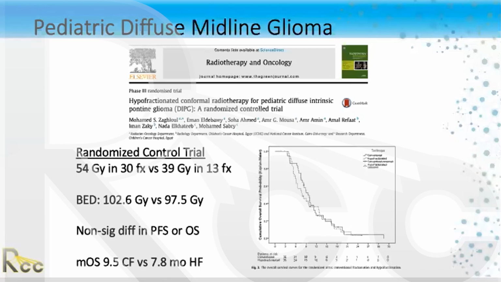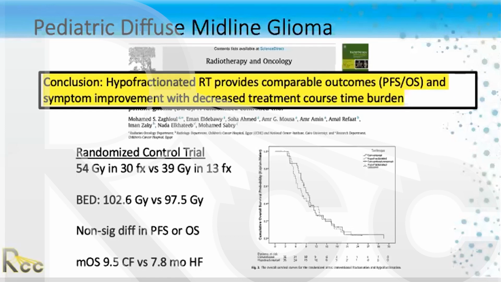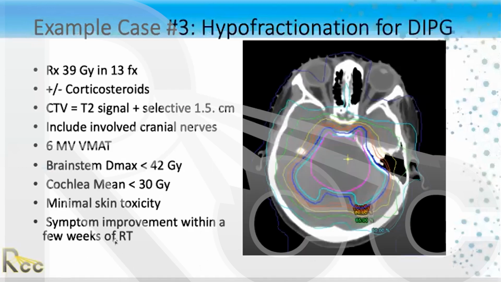And so, the conclusion for many of us who treat these pediatric patients with diffuse midline gliomas is that there are comparable outcomes, and that may justify a decrease in the length of the course, to be able to treat these patients in just 2.5 weeks rather than 6 weeks, again for patients who have poor prognosis, who may go on to clinical trial thereafter. So this is the patient as I treated her, kept in 13 fractions, with the brainstem Dmax less than 42 gray. So this is a 13 fraction regimen out of 15, but still kept that Dmax less than 42 gray, and the cochlear mean less than 30 gray.